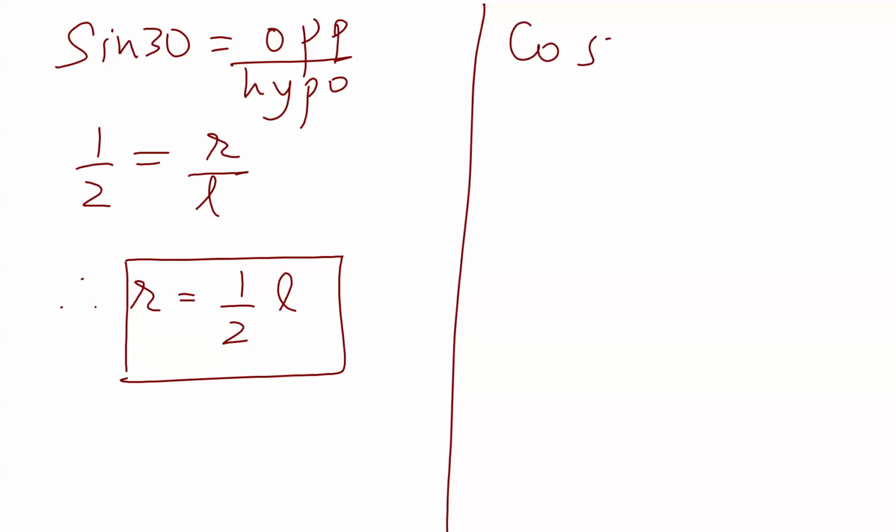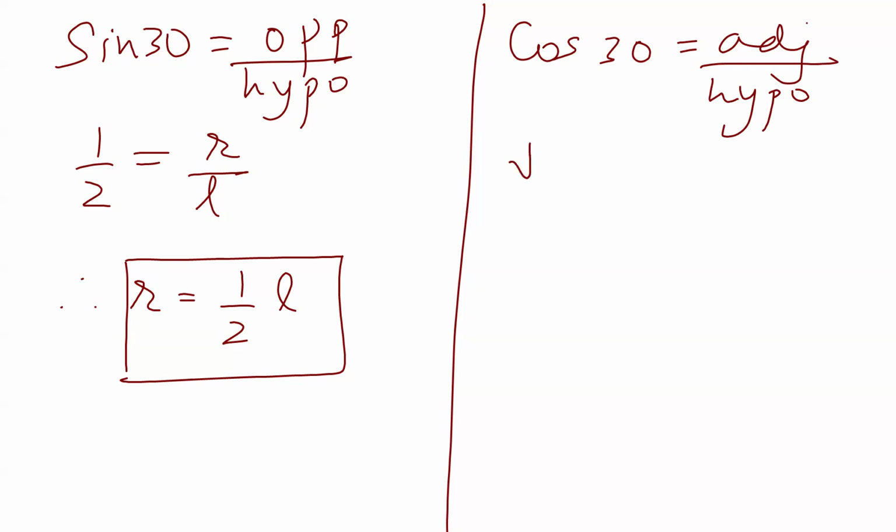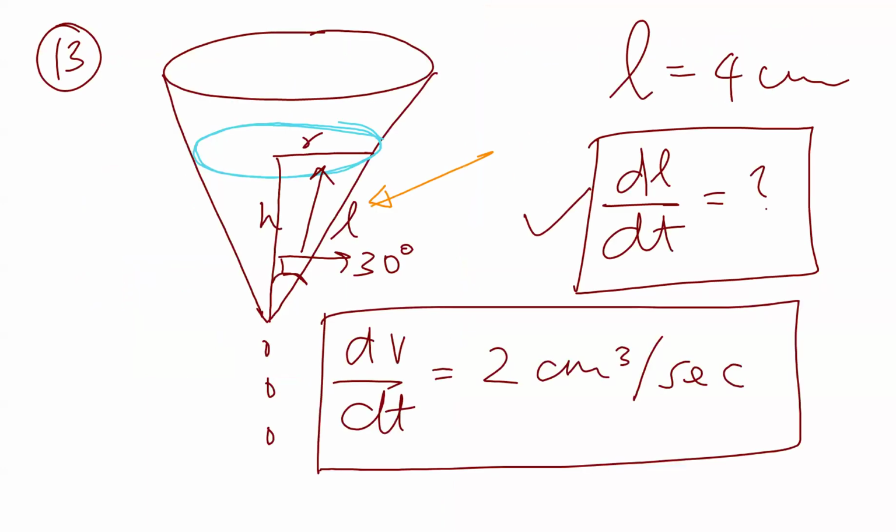cos 30 is adjacent upon hypotenuse. cos 30 is root 3 by 2. Side adjacent to 30. Which is the side adjacent to 30? H. Look at the triangle and see it for yourself. That is H.